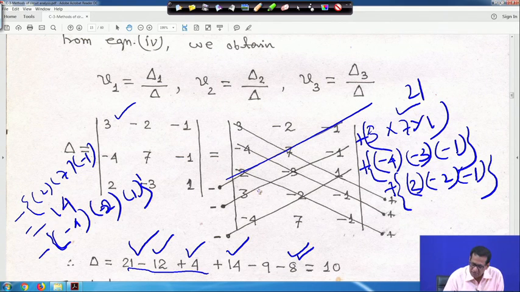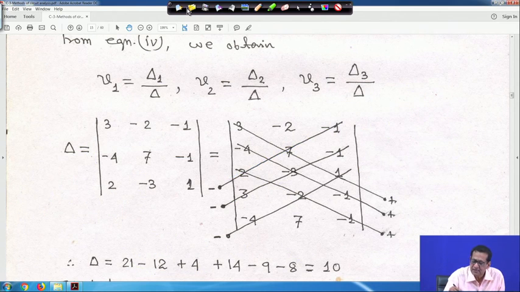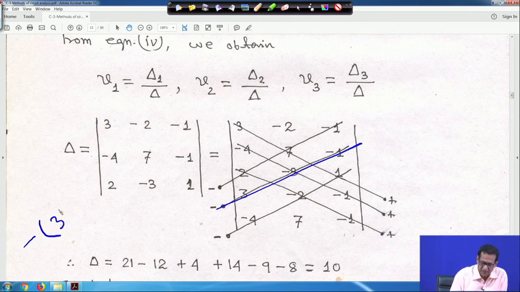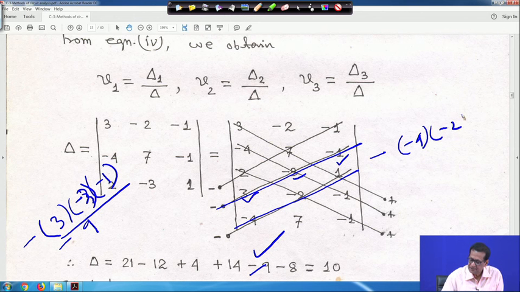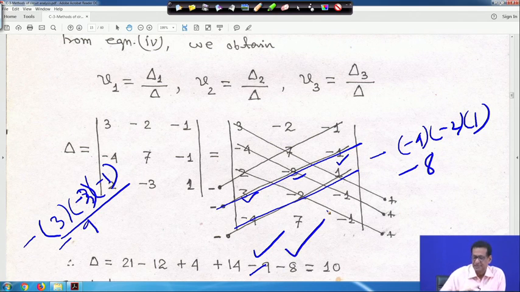Sorry, this is not minus 8, this is the third row. Just one minute, let me clear it, I have missed the third term. The second term is this one, with a minus: 3 into minus 3 into minus 1, so it will be minus 9. The next term is minus, then minus 4 into minus 2 into 1, so it becomes minus 8. Previously when I was explaining, I overlooked this. So the determinant is 10 using this rule.